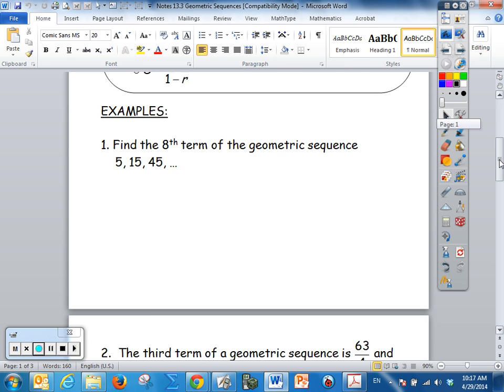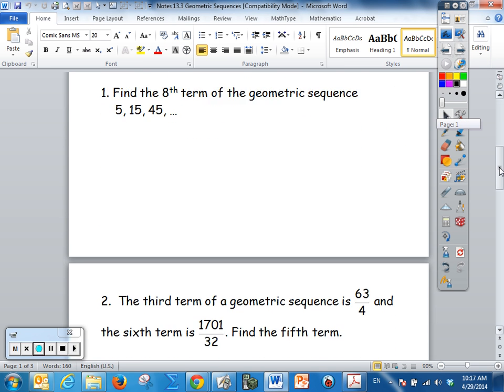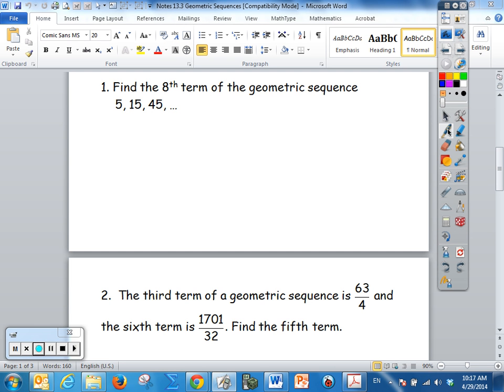Okay, so let's do some examples. My first example is find the 8th term of the geometric sequence: 3, 15, 45. A lot of you are really good with numbers in your head. You probably already know what this is. Let me talk to you about the technique to use if it's more difficult than this.